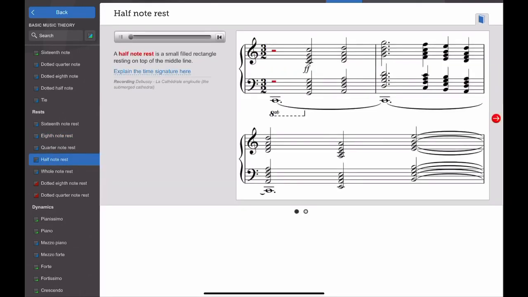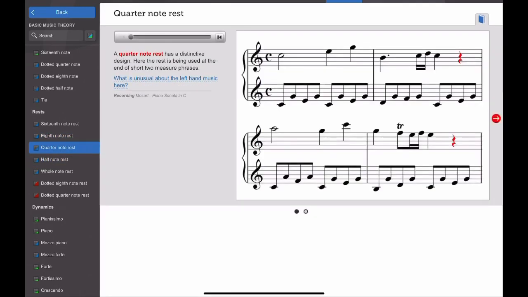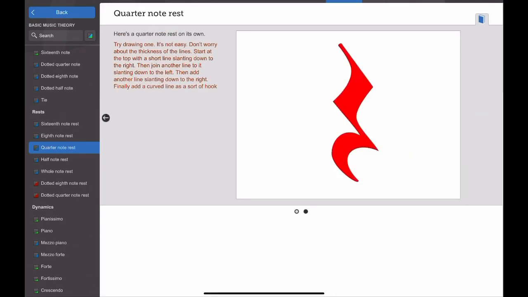Oops. Here we go. With the quarter note rest. Looks like the Harry Potter scar. Rest. Rest. Okay, so this is how you write it. I usually go to the right, to the left, to the right, and then curve down.